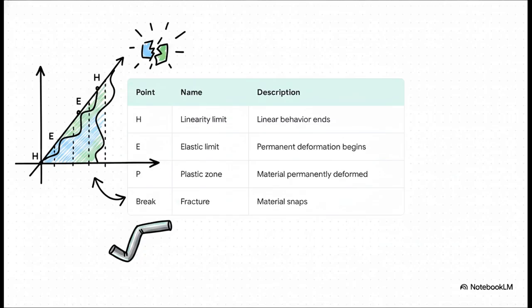For your exam, you absolutely have to memorize these critical plot points. Point H is your linearity limit. Past this spot, stress and strain are no longer directly proportional. Then we hit point E, the elastic limit. Guys, this is the point of no return. Up to E, if you remove the stress, the material bounces back perfectly to its original shape. But the second you cross that E boundary into the P zone, the material suffers irreversible, permanent plastic deformation. And finally, that ultimate stress right at the end of the curve is the fracture point, literally where it breaks.